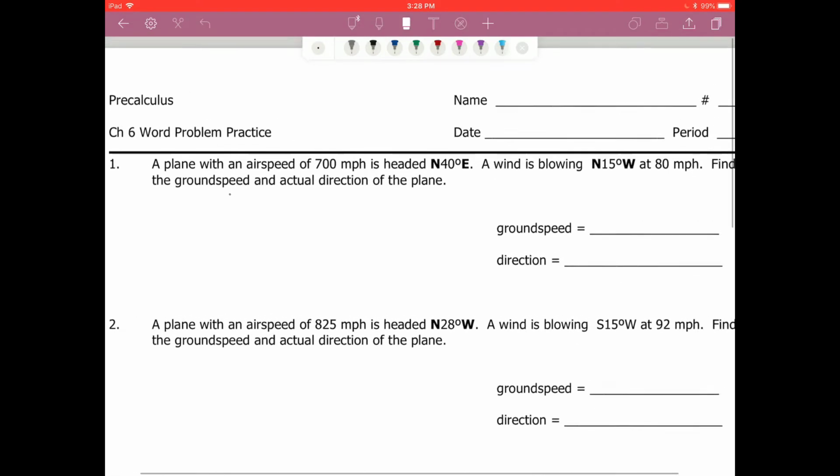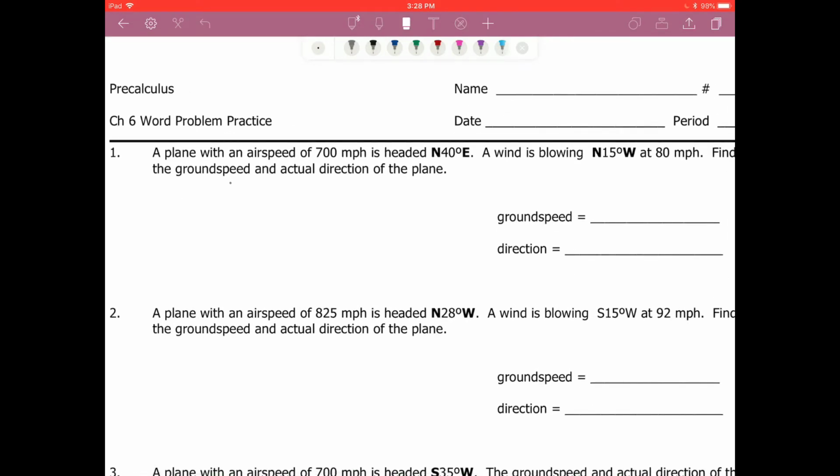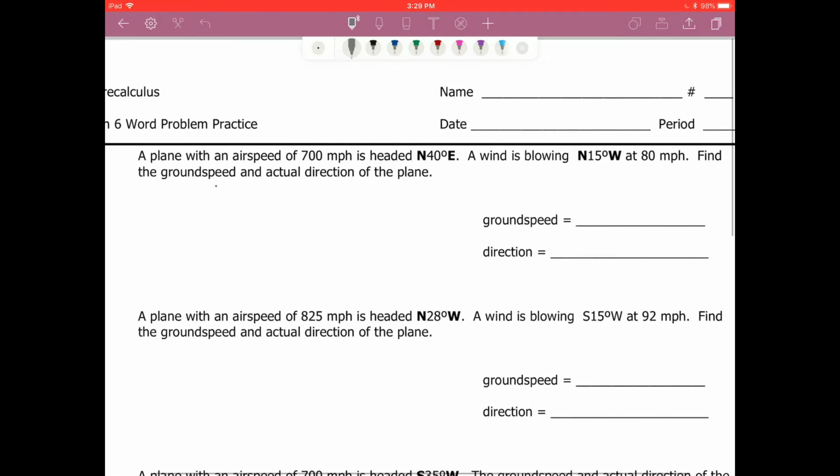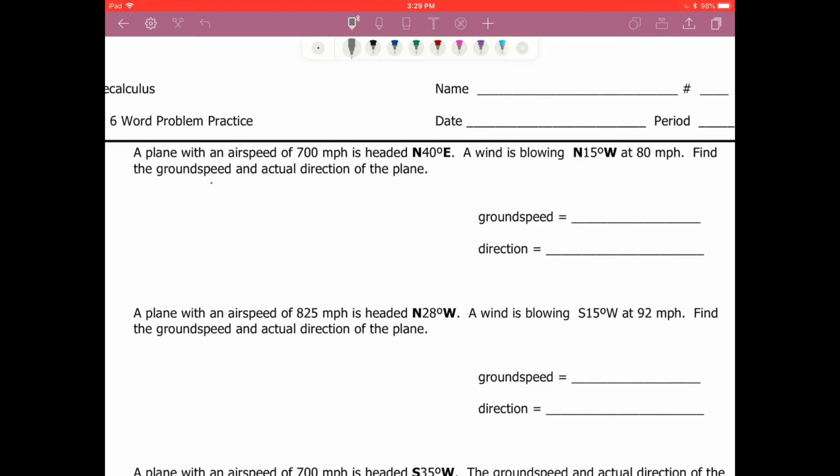Okay, I'm going to do problem number 1. This involves vectors. We have a plane that has an airspeed of 700 miles per hour. It's headed north 40 degrees east. The wind is blowing north 15 degrees west at 80 miles per hour.